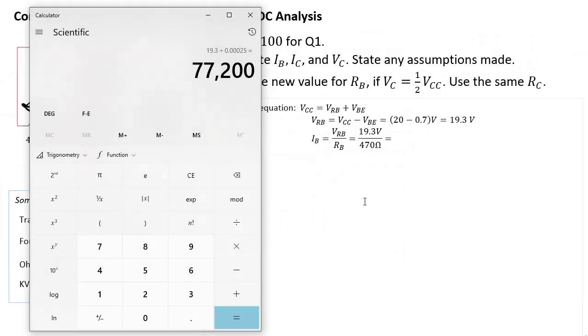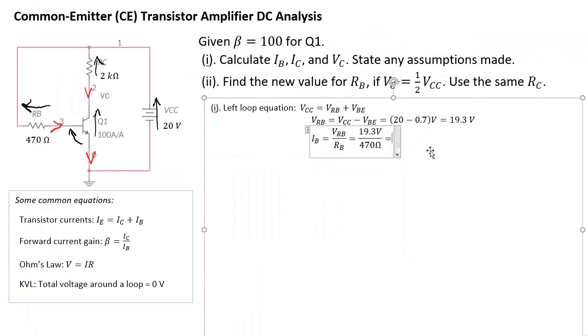So 19.3 divided by 470. Okay, that's a pretty big number: 41.06 milliamps. This should ring some alarm bells, because IB is typically very, very small, in the range of microamps. Suddenly you have 41 milliamps, so something is not quite correct. Let's just move on for now.